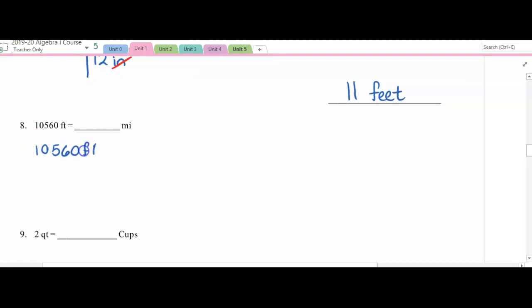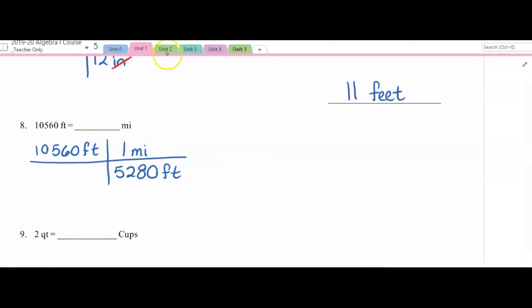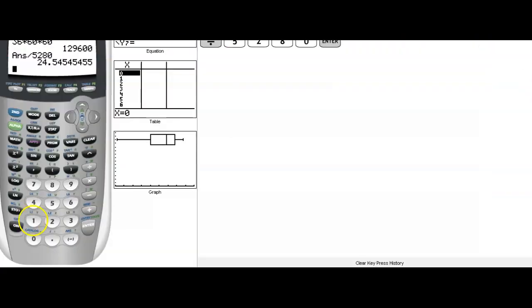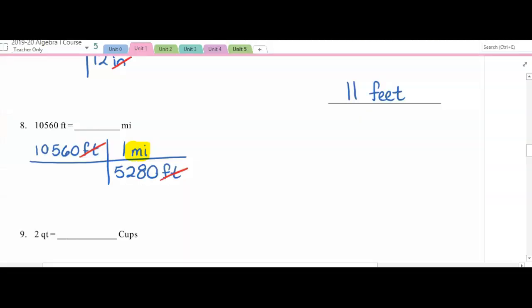10,560 feet converted to miles. Well, we know from the first problem we did, there are 5,280 feet in 1 mile. And again, we already got to the correct units that we wanted. We wanted to get to miles. So using my calculator, 10,560 divided by 5280 gives me 2 miles.